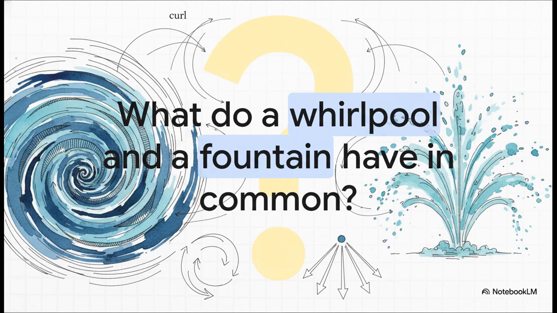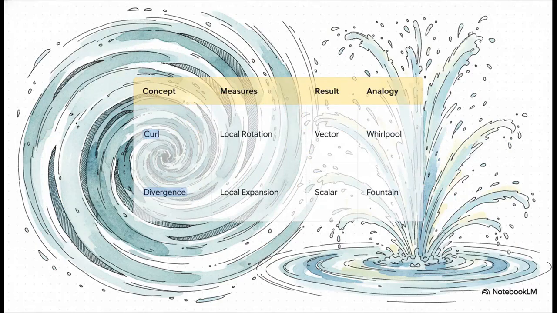I mean, sure, they both involve water, but they describe motion in completely different ways, right? One spins around and the other shoots outward. And yeah, that's exactly what curl and divergence measure. Think of it like this. For any 3D vector field, its derivative has 2 main behaviors. You've got its spin, which we call the curl, and its spread, which we call the divergence. So the whirlpool is our perfect picture for curl, and the fountain is our go-to for divergence.